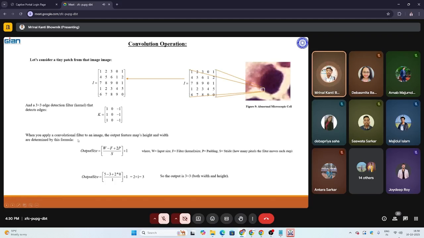When we apply a convolution filter to an image, the output feature map's height and width are determined by this formula: (W minus F plus 2P) by S plus 1, where W is the input size. What is the input size of this image? 5 by 5. And the filter size is 3 by 3. Padding: here we will be doing no padding, so it will be 0. And stride, the number of pixels the filter moves each step, will be 1, since the filter is moving one step at a time. Putting all these values in, the output size is 3 by 3, for both width and height.